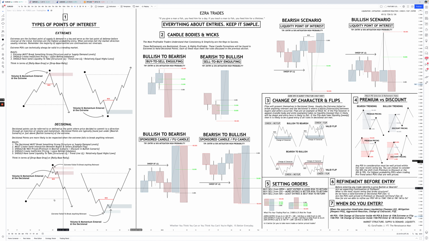Whenever you're looking at a swing point or a swing leg, for example, we have a low to a high, or if we have a high to a low, whatever we're looking at, what you want to be focusing on is which is the one that broke relevant structure. Did the extreme do anything or not? If the extreme didn't do anything, likely the decisional is going to be the area that actually did something.